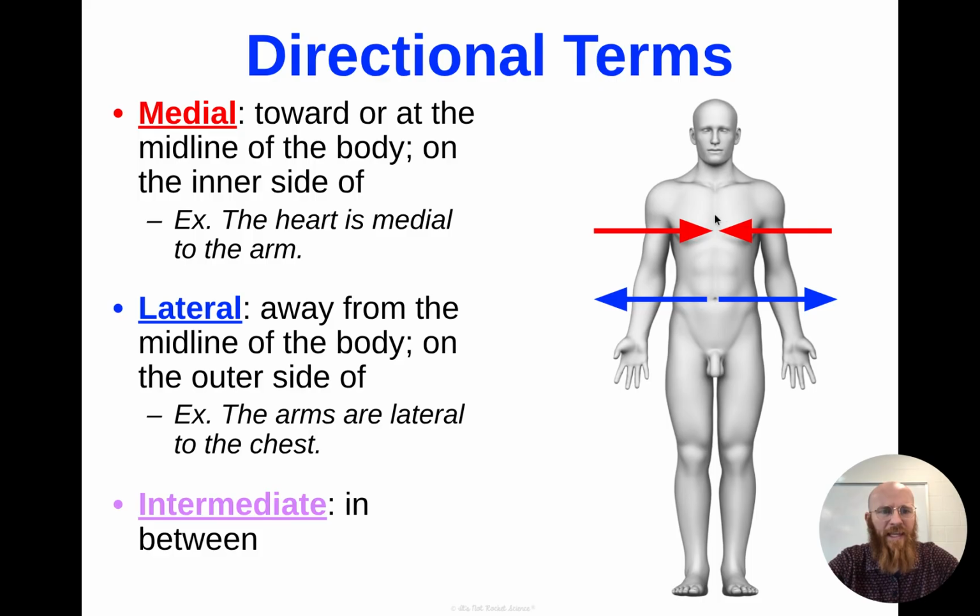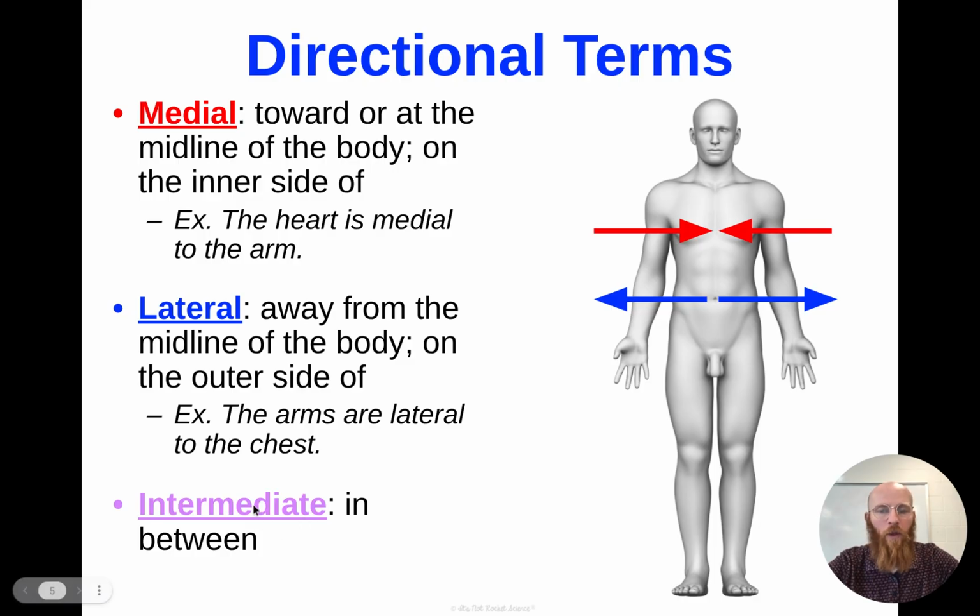So I could say that the heart is medial to the arm. Okay, I have to go closer to the midline in order to get to the heart, so the heart is medial to the arm. The opposite of this would be lateral, right? So lateral is away from that midline. It's towards the outside of the body. And so away from the midline, I could say that the arms are lateral to the chest, okay?